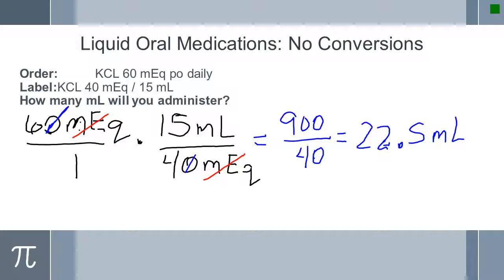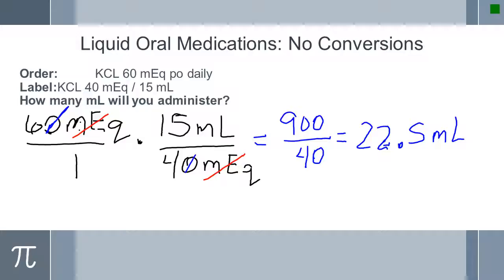And so again, we're going to do the same thing. We're going to cancel our labels so we know that we're set up right. Then we're going to work our math. And when we work our math, we have 15 on the top times 60, which gives us 900. On the bottom, all we have is the 40, so we've got 900 divided by 40, which gives us 22.5 milliliters, because that's what we have left.